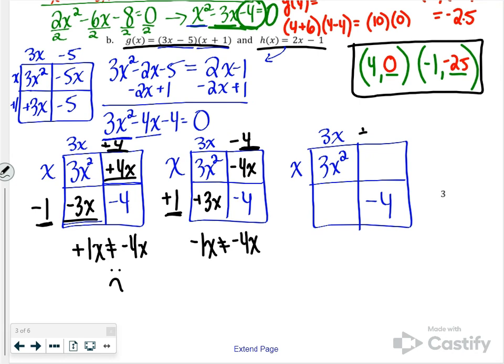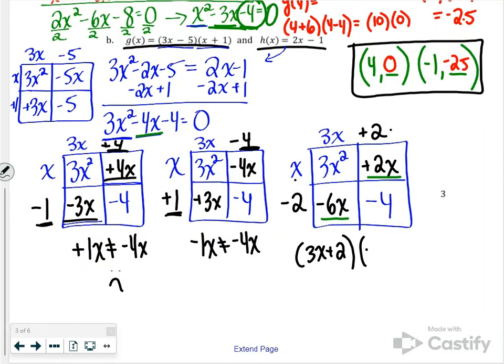So now we're going to try and get to 2 times negative 2 and see if that works. So here I have 3x times negative 2, it's negative 6x. And then I have x times positive 2, and that is plus 2x. And ladies and gentlemen, that is going to be the right answer, because negative 6x plus 2x is going to give us negative 4x. So after a little bit of a struggle, we learned that this is actually going to be equal to 3x plus 2 and x minus 2.